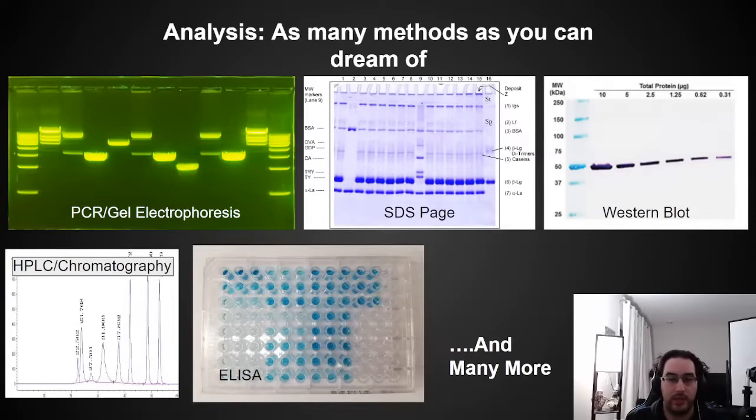Western blot and ELISA can get expensive because antibodies are expensive, but a PCR gel is dirt cheap. An SDS-PAGE can be very cheap. The other ones get expensive because of antibodies.